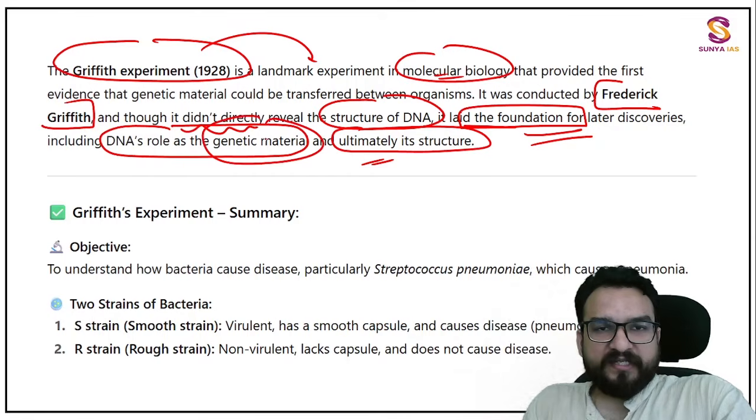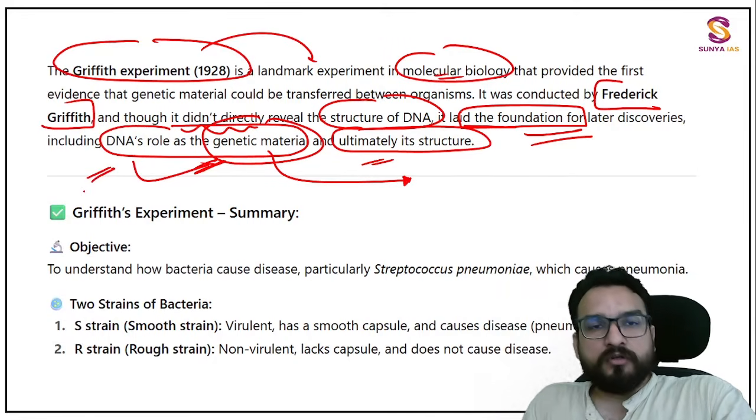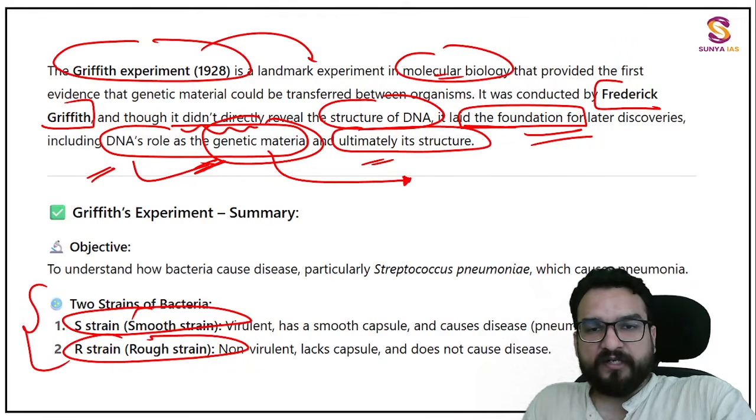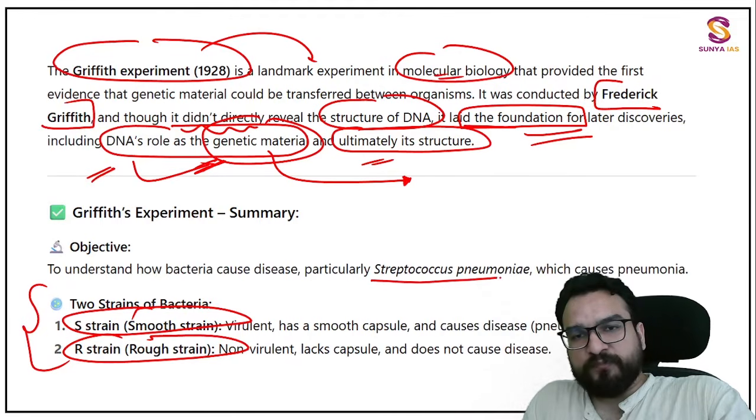So genetic material means something is being transferred. What is that material? This DNA over here. But right now he could not come to that conclusion. It was in the conclusion you will find. So he took the S strain and the R strain, like this only you will find. And the spelling which I was showing you, Streptococcus pneumoniae.